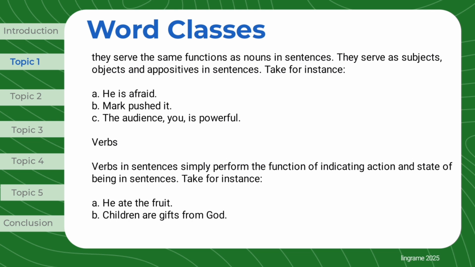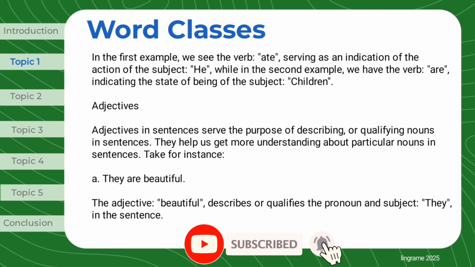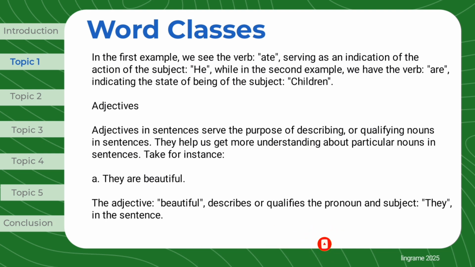Verbs. Verbs in sentences simply perform the function of indicating action and state of being. Take for instance, he ate the fruit. Children are gifts from God. In the first example, we see the verb, ate, serving as an indication of the action of the subject, he, while in the second example, we have the verb, are, indicating the state of being of the subject, children.